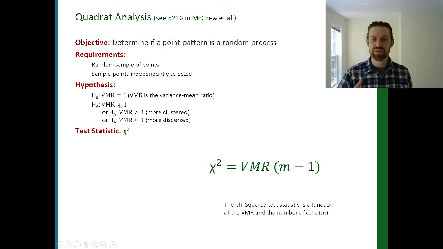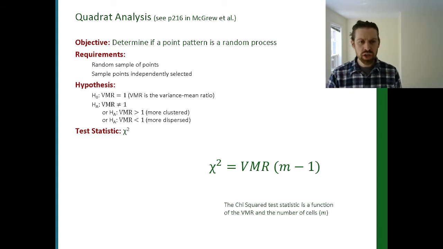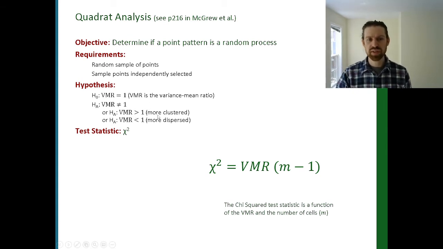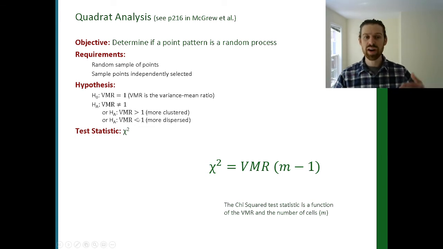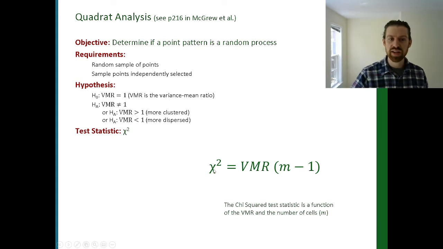Okay, so we'll go into the VMR very shortly. You can also have directional hypotheses, basically saying whether you think that the data set is more clustered or more dispersed based on some sort of a priori knowledge which you might have. And then essentially we can take this variance mean ratio and multiply it by the number of degrees of freedom in the data set, and it provides us with this chi-squared test statistic.